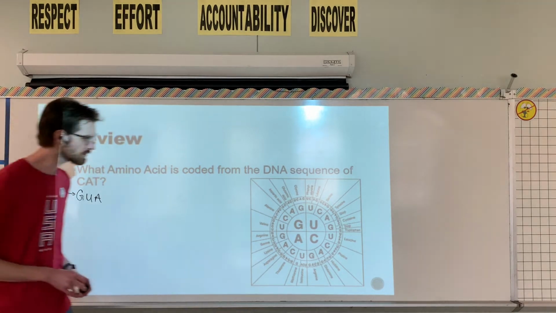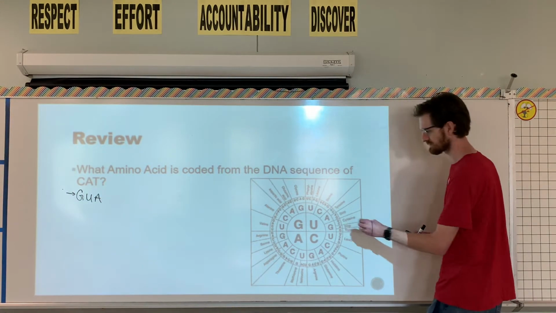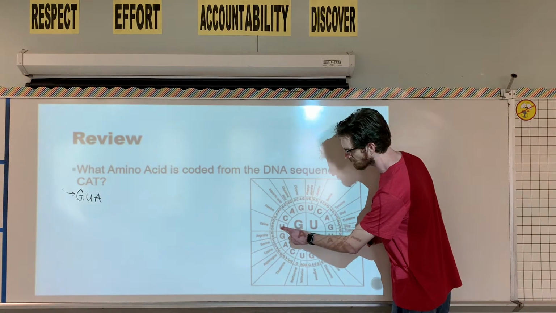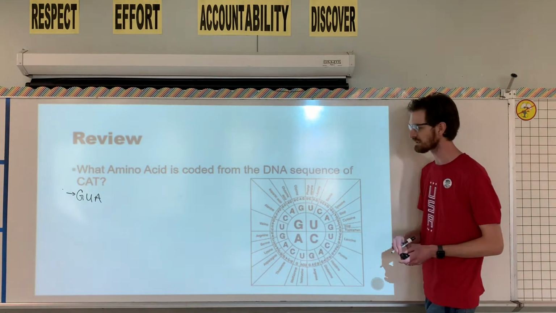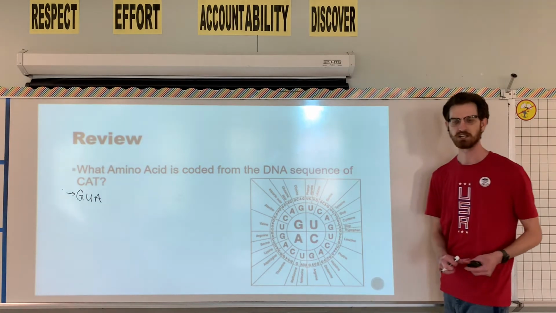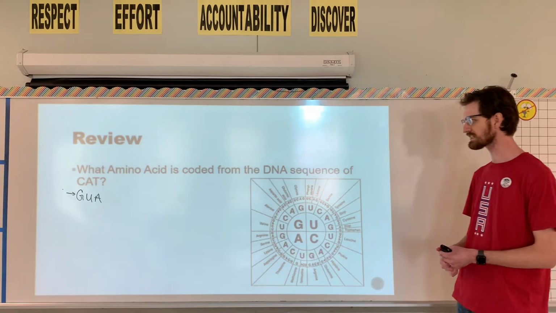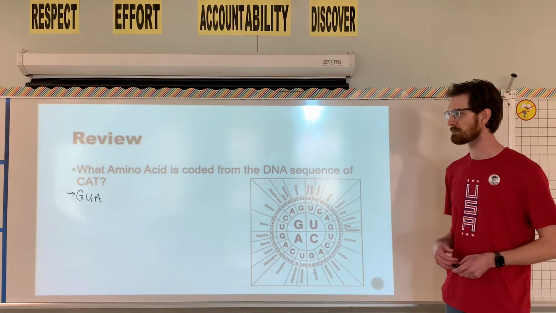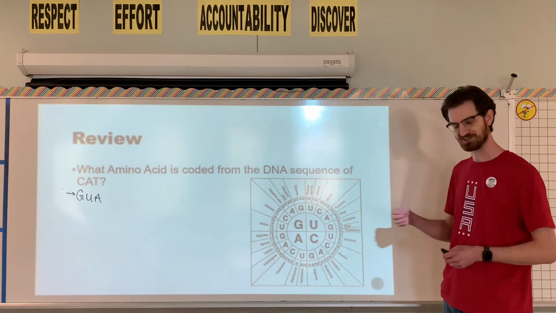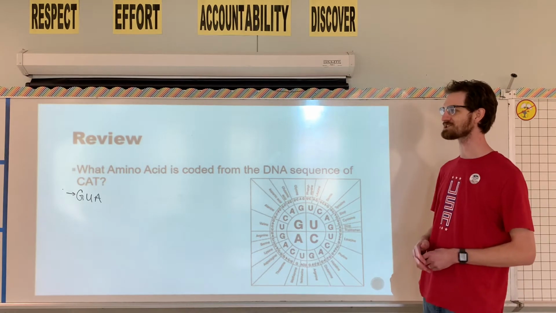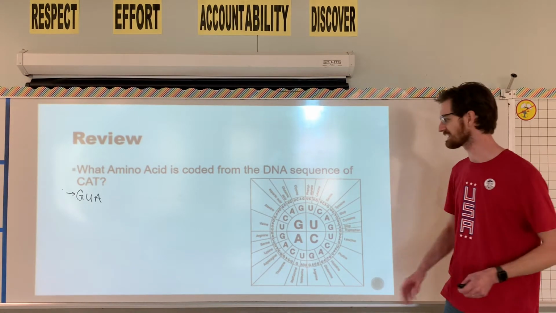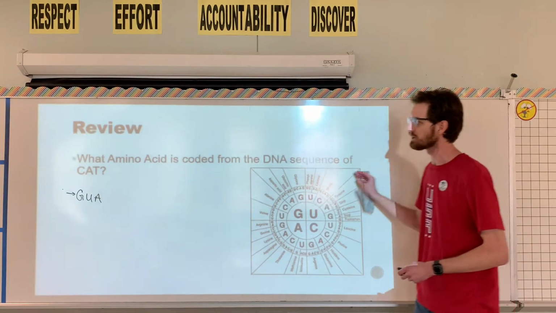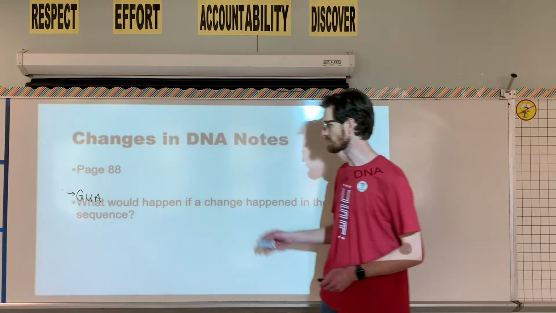Looking at the chart, I remember that I use the inside and work my way out. I have a G here, a U here, and an A, and that's going to give me the amino acid valine. So the CAT on the DNA sequence is transcribed as the codon GUA, and that's translated in the codon chart to the amino acid valine. All right, so let's start talking about mutations overall.